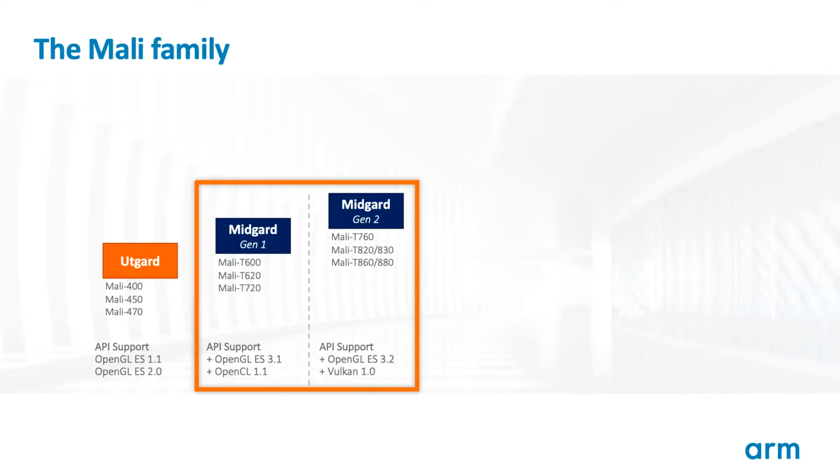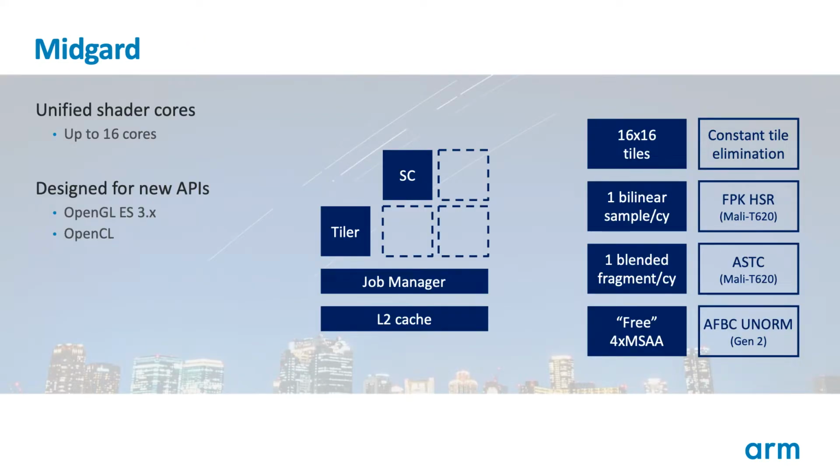Midgard is the second Mali architecture family, designed from the ground up to support the feature requirements of OpenGL ES 3.0 and OpenCL APIs. Midgard has 2 major sub-architectures, with the latter of the 2 also capable of supporting the Vulkan API. Midgard follows in the footsteps of Utgard, with the same fundamental shader core throughput per clock, but is built around a new unified shader core.